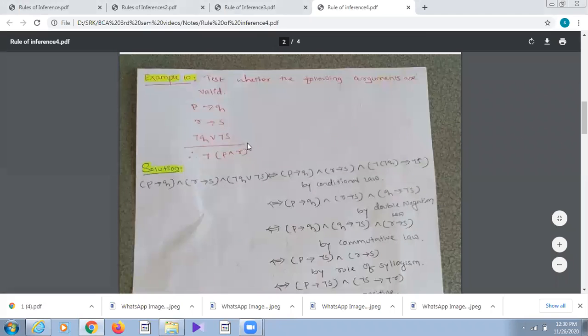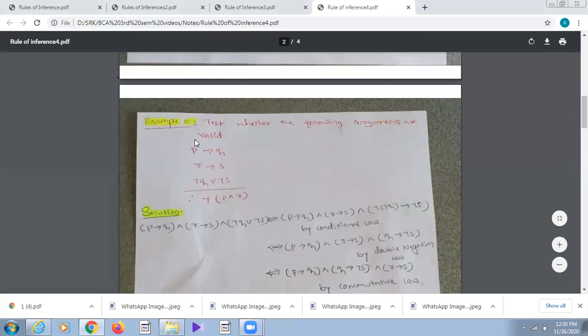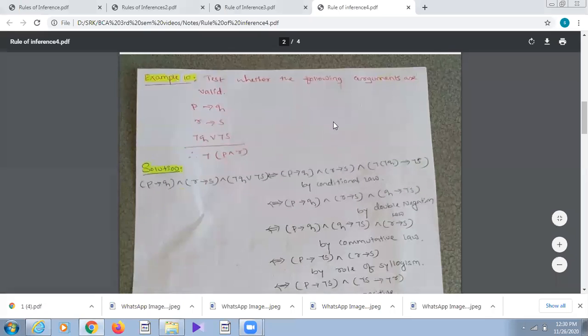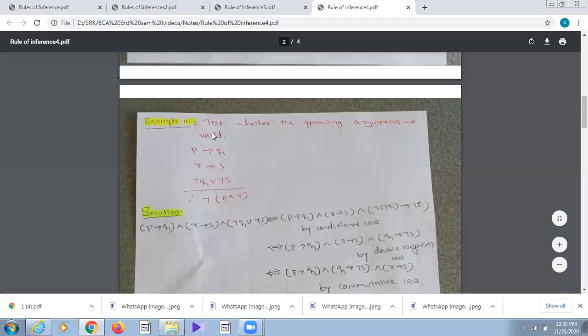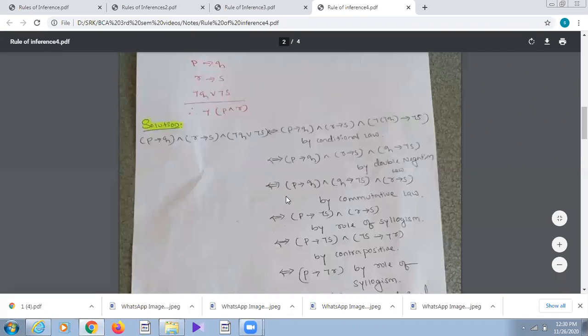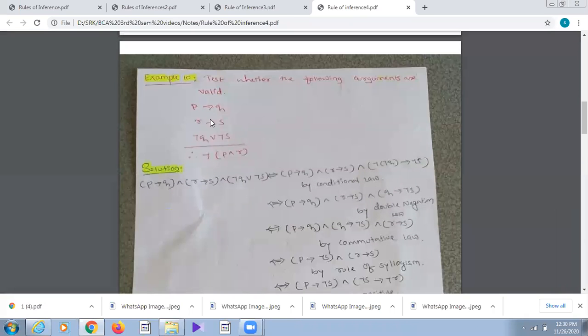Okay, so here is the second type, the tenth problem. Test whether the following arguments are valid. Here we have P conditional Q, R conditional S, negation Q disjunction negation S. In conclusion, therefore P conjunction R. They are already given in tabular form. Now we have to solve the premises and get the conclusion. Then you can say that this particular argument is valid.